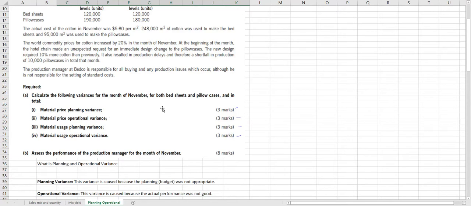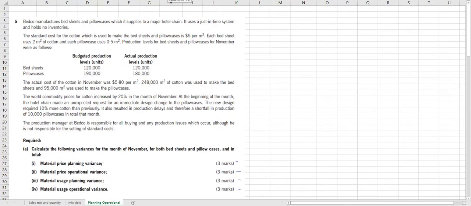Okay, so requirement of the question is calculate the following variances for the month of November for both bed sheets and pillowcases and in total. We have material price planning variance, material price operational variance, material usage planning variance, material usage operational variance. So we have price and usage, but both of them divided into planning and operational. Assess the performance of production manager for the month of November. So looking at those variances, we have to see how the production manager performed.